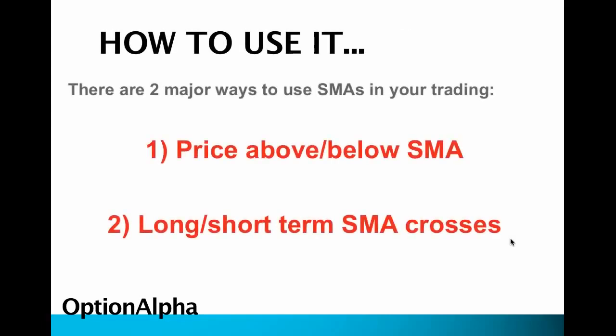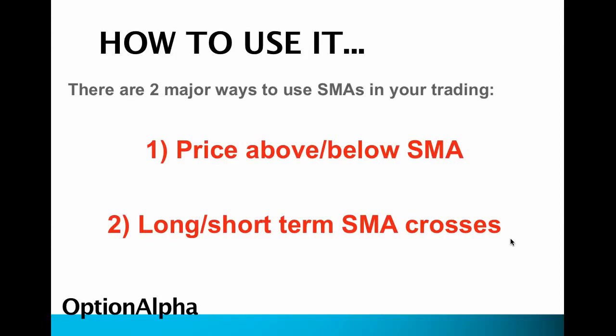So how to use it? Well, there's two major ways to use simple moving averages in your trading. The first is that you want to see the price of the stock go above or below the moving average, and that would be your signal, your breakout signal. If the stock price goes above or below the simple moving average, you'd buy or short the stock. The second way to do it is to use a combination of long and short-term moving averages that cross. So when the shorter-term moving average crosses above the longer term, that would be a bullish breakout. And when the shorter-term moving average crosses below the longer term, that would be a bearish breakout.